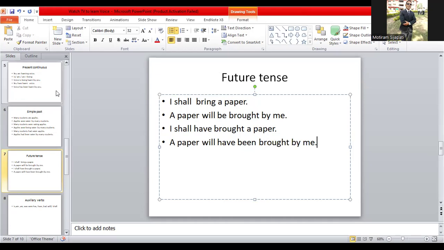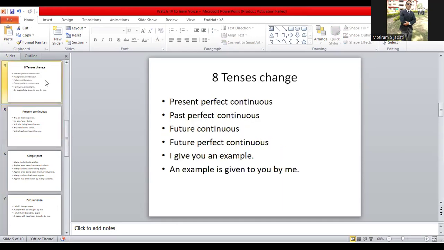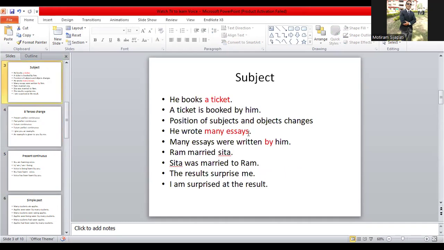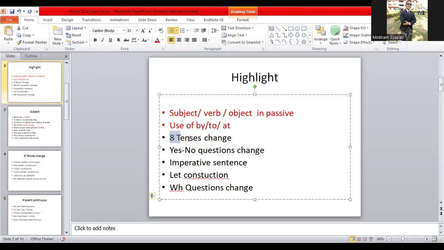So only eight. I talked about eight tenses here. According to the rule, I told you the 15 rules, and then I talked about these eight tenses also. Yes, this is finished now. Now, have we finished the eight tenses or not? Finished, right? Okay, that's good.